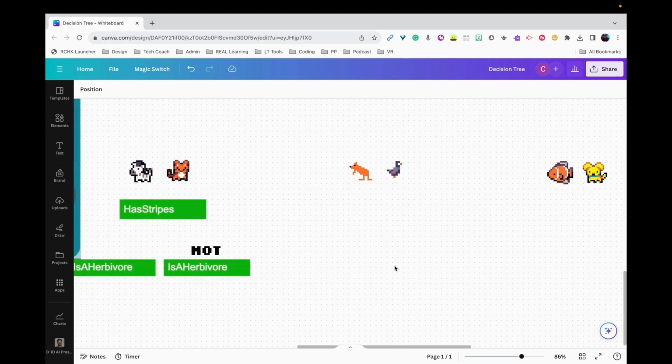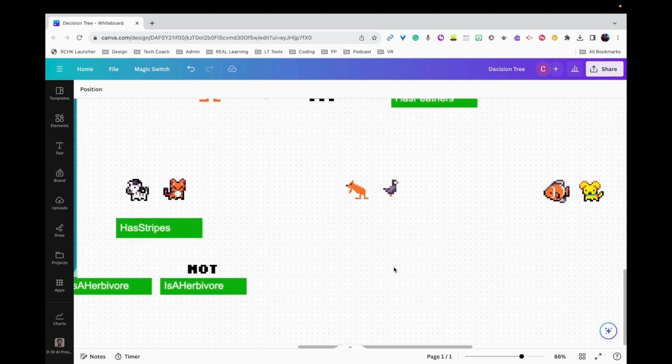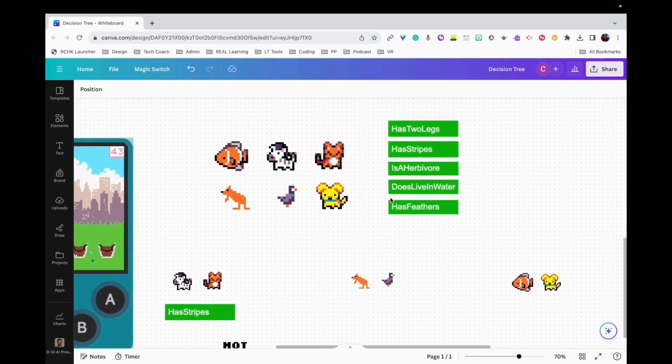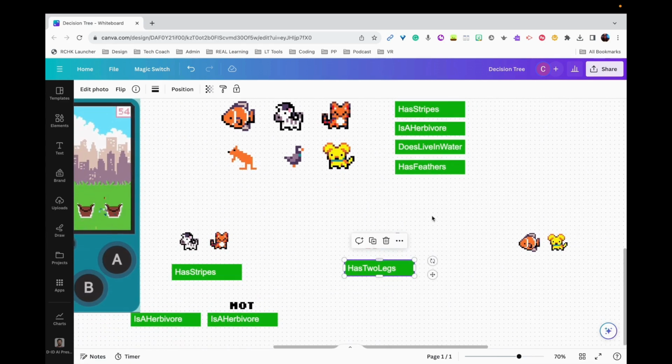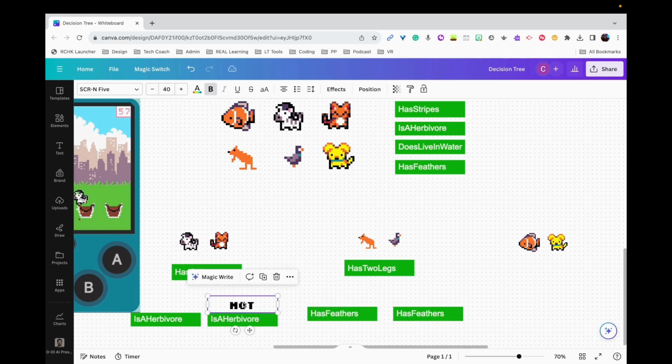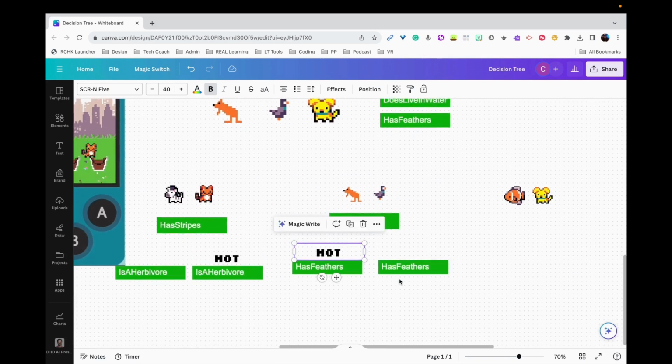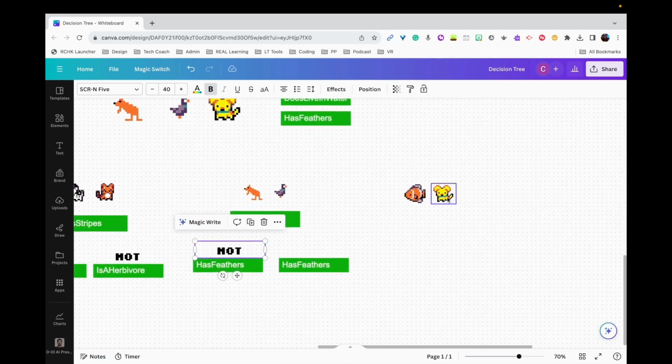Moving to the kangaroo and the pigeon. I would say one common thing is that both of them have 2 legs. However, the other thing is that the pigeon has feathers while the kangaroo doesn't have feathers. The most interesting thing is that they have one thing that is different, which is that the kangaroo doesn't have feathers while the pigeon has them.